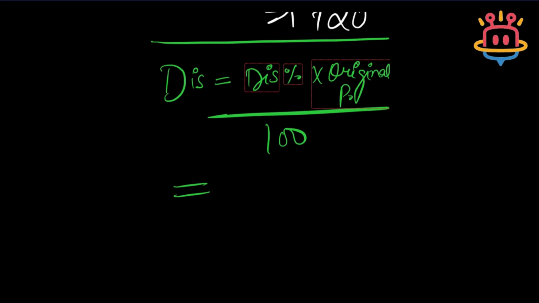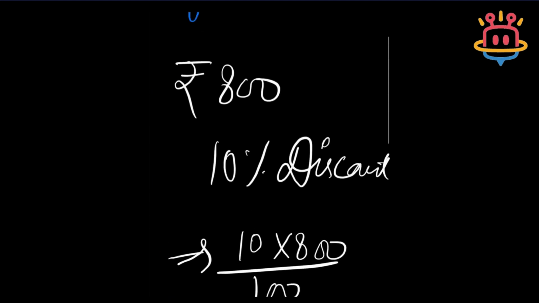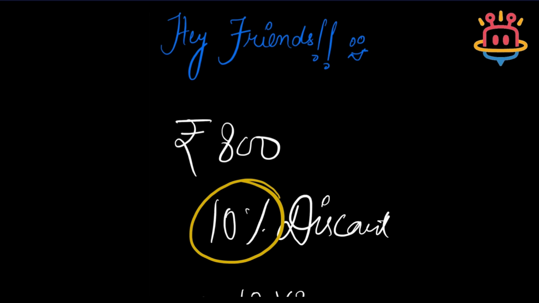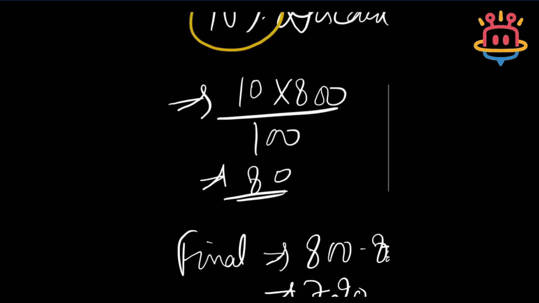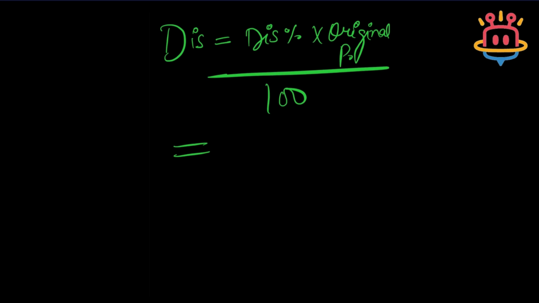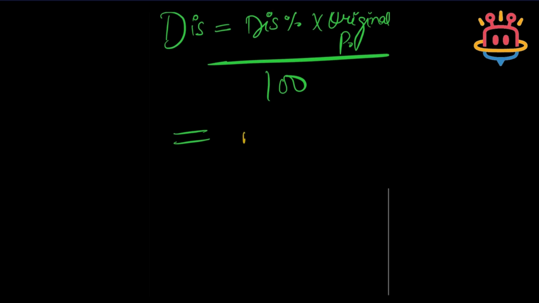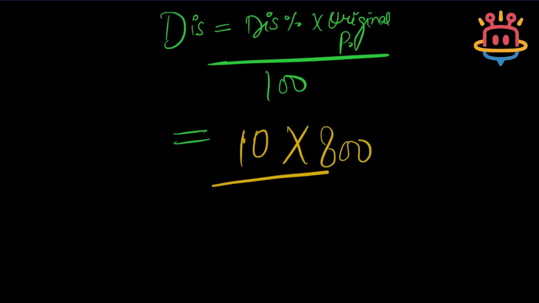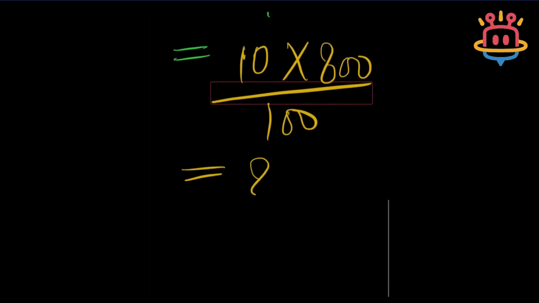Now, according to the question, we will substitute our values here. As per the question, the discount was 10% and the original price was rupees 800. So I'll simply substitute the values as 10 multiplied by 800, divided by 100. Simple. And by solving this, I will get my answer as 80. So this is the discount.